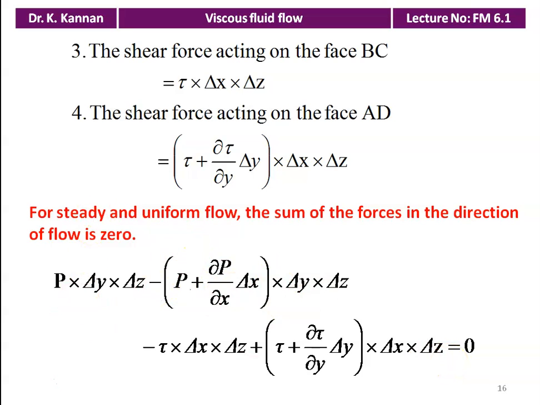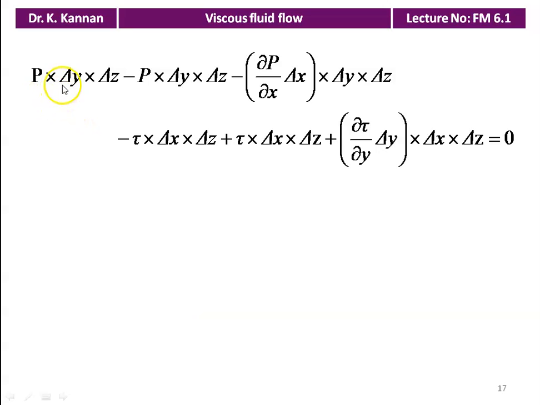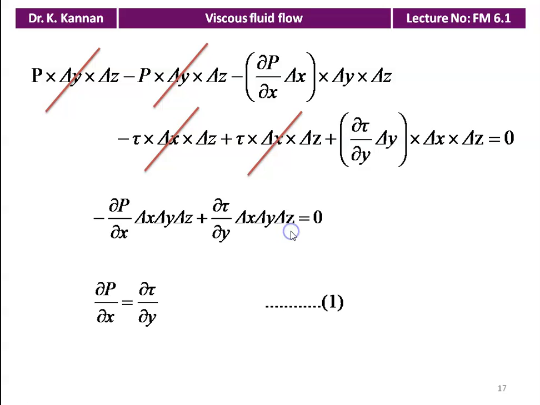Now we expand the terms. P into delta y delta z minus P into delta y delta z minus dou P by dou x into delta y delta z, minus tau into delta x delta z plus tau into delta x delta z plus dou tau by dou y into delta x delta z equals 0. The first two terms get cancelled, and the fourth and fifth terms also get cancelled. Finally, the left out terms are minus dou P by dou x into delta x delta y delta z plus dou tau by dou y into delta x delta y delta z equals 0.